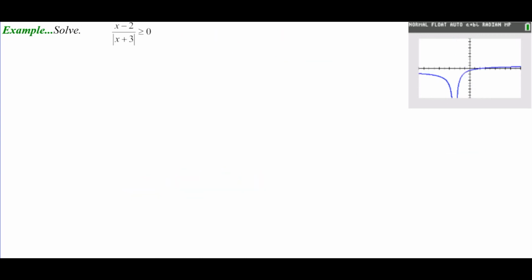All right, taking a look at some examples that have some other types of parent functions in them. So this has an absolute value in it. It doesn't change the process at all. We're still just looking for what are my zeros and what are my undefined values. So when my denominator is 0, that's going to be undefined. So when x plus 3 equals 0, x equals -3, so that's my undefined value. My 0, remember, is going to come from where my numerator is equal to 0. So x minus 2 equals 0 gives me x equals 2.